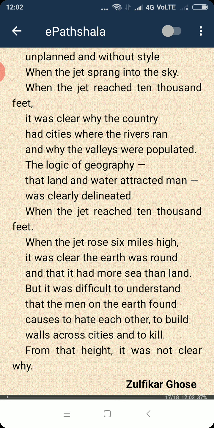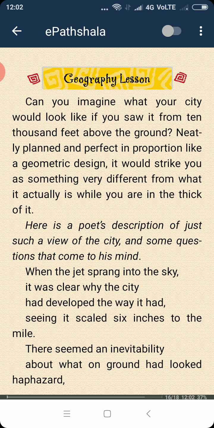So, this is a poem, and we have seen that the poet is trying to describe how the earth looks from different heights.